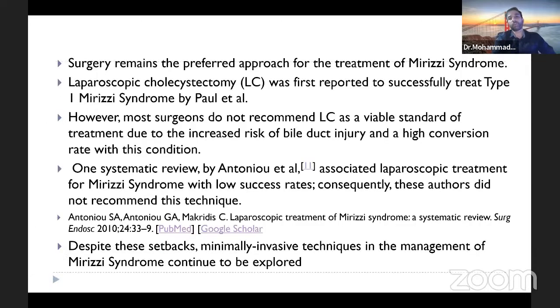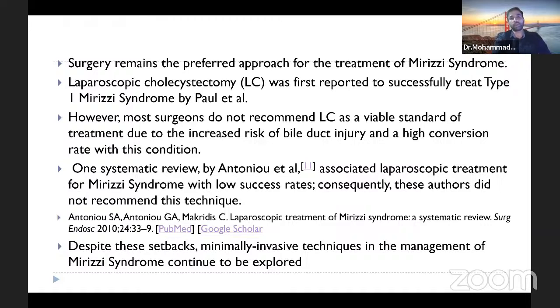Surgery remains the preferred approach for Mirizzi syndrome. Laparoscopic cholecystectomy was first reported successfully in type 1 Mirizzi by Paul et al. However, most surgeons do not recommend laparoscopy as a viable standard option due to the increased risk of bile duct injury and high conversion rates.